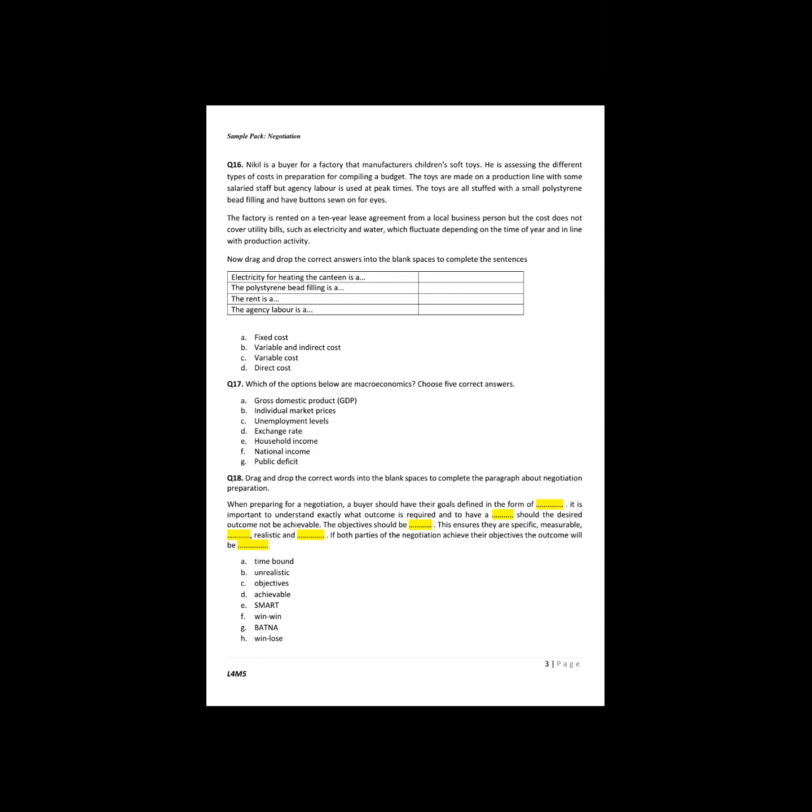The toys are all stuffed with a small polystyrene bead filling and have buttons sewn on for eyes. The factory is rented on a 10-year lease agreement from a local business person, but the cost does not cover utility bills, such as electricity and water, which fluctuate depending on the time of year and in line with production activity.